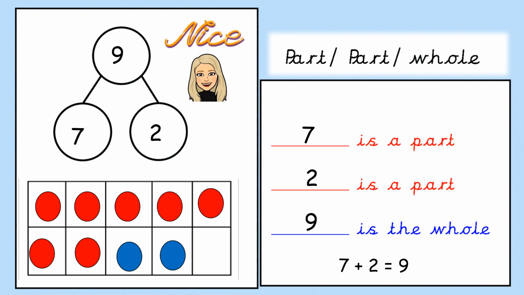Okay, so how many are red? Let's subitize. I know that there's a finished 5 at the top. I can see that top row is full, so I know that's 5. I don't need to count. And I can see 2 down the bottom. And I know that 5 and 2 is 7. Well done. So we've got 7 that are red, and how many are blue? 2. Excellent. So our number sentence is 7 plus 2 is equal to 9.